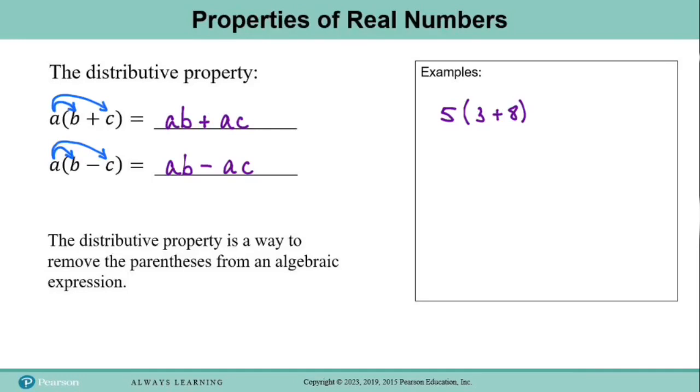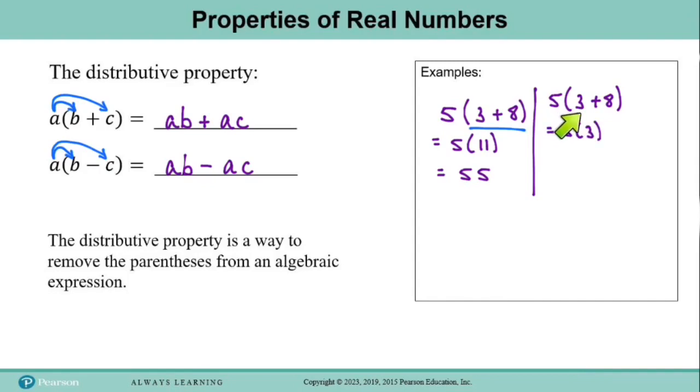So let's get a little example here. So I've got 5 times (3 plus 8). Now if we do this the way that we learned in order of operations, we would say that we ought to add the two numbers inside the parentheses first. So we would see that 3 plus 8 is 11. That would give us 5 times 11, which we know is 55. So that's one way to do the problem. But if we take that same problem and we apply the distributive property, then we're going to multiply 5 times each of these numbers. So 5 times 3, and then plus 5 times 8.